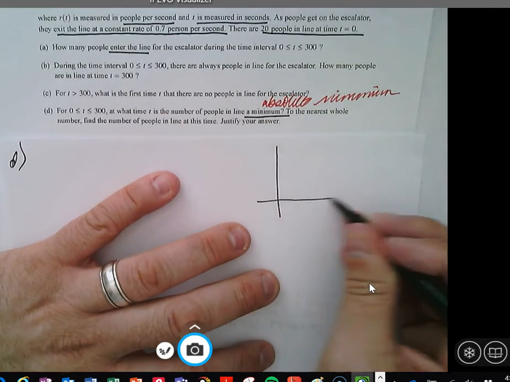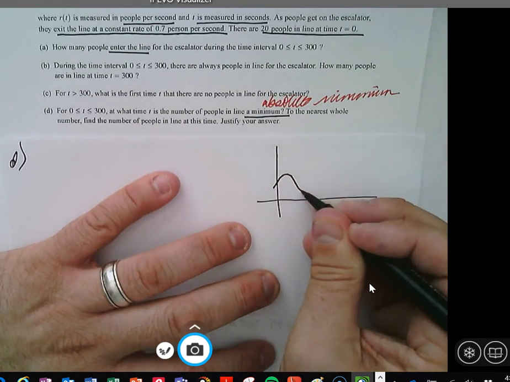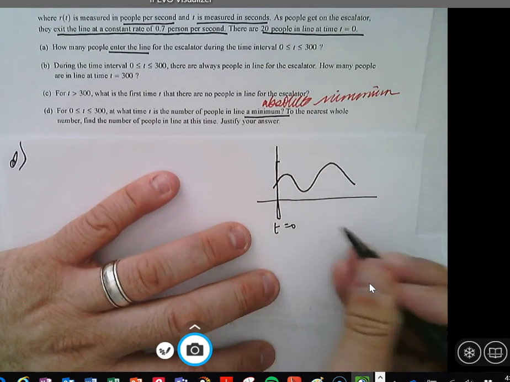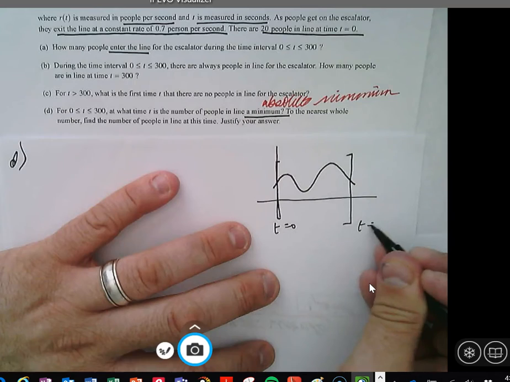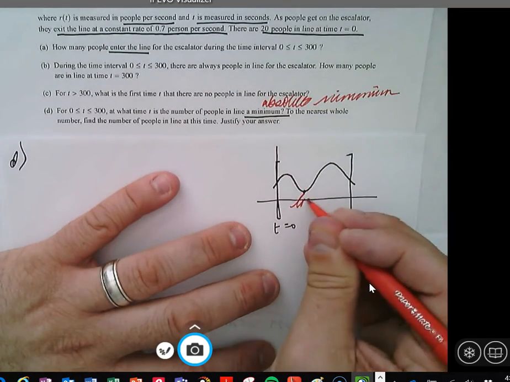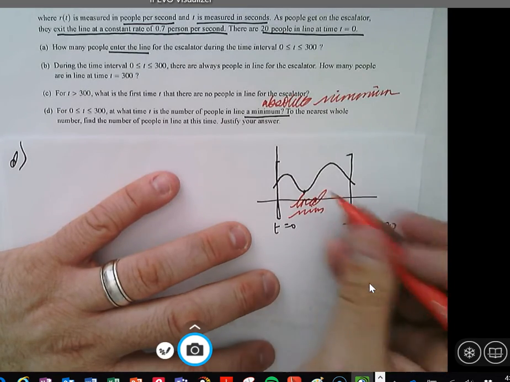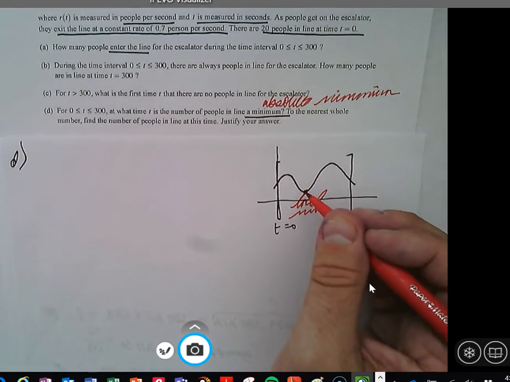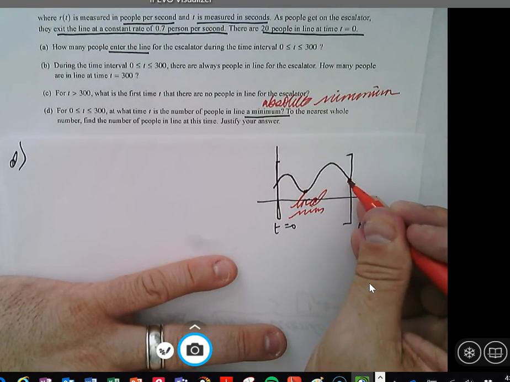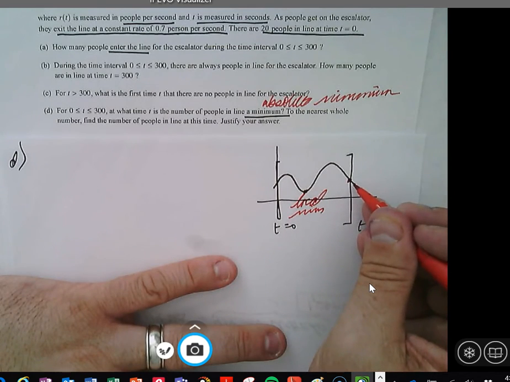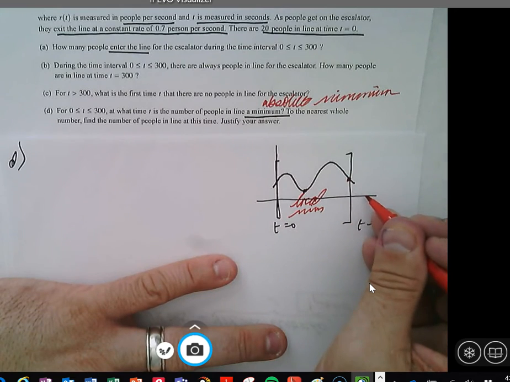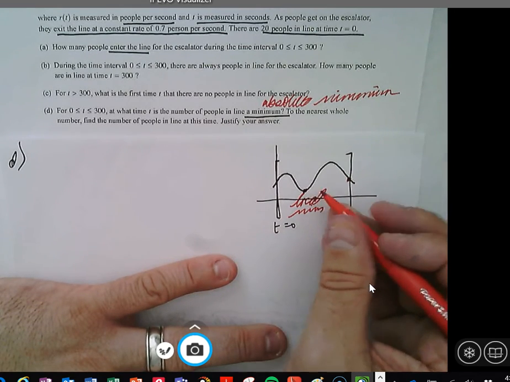Quick little refresher here. If I look at a graph, and my graph maybe looks like this, I've got some time interval. Let's say here's t equals 0. Let's say here's t equals 300. I can see that I have a local minimum, or depending on what your calculus teacher uses, a relative minimum right over here. And depending on the graph, this endpoint could be lower than this local minimum. Now, it certainly looks a little bit taller, but if I extended this boundary out a little bit more, it could be that the endpoint is lower than the local minimum.